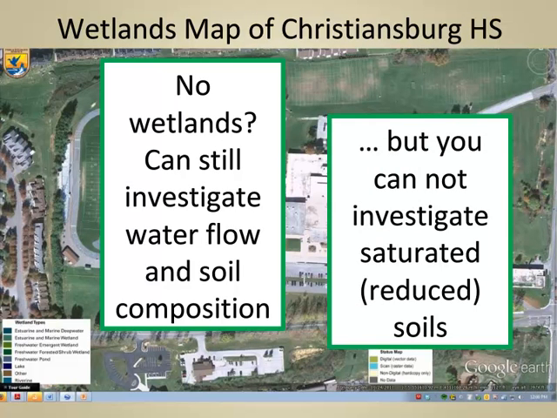This image also serves as the wetlands map because it turns out when you turn on the wetlands, none of them show up on the school property. Even so, you can still use this area to investigate questions about water flow direction, water quality. You can sample it at various places, particularly coming off the parking lots or off of some eroded areas, and also soil composition questions. What you can't do, of course, is to investigate differences between non-saturated and saturated soils, oxidized and reduced soils. And that turns out sometimes to be some of your most dramatic changes.